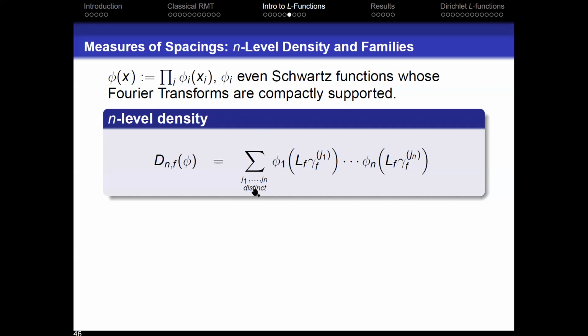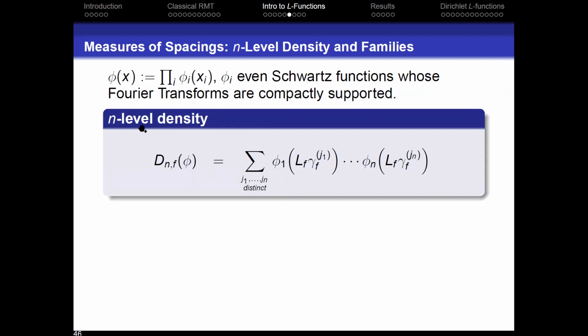And what we'll do is we take distinct zeros and we rescale all of them by the analytic conductor so that the mean spacing near the central point is now 1. And we evaluate our Schwartz functions at these and then we sum. The word distinct is painful because the explicit formula involves sums over all zeros. So what you do is you start playing inclusion-exclusion games.